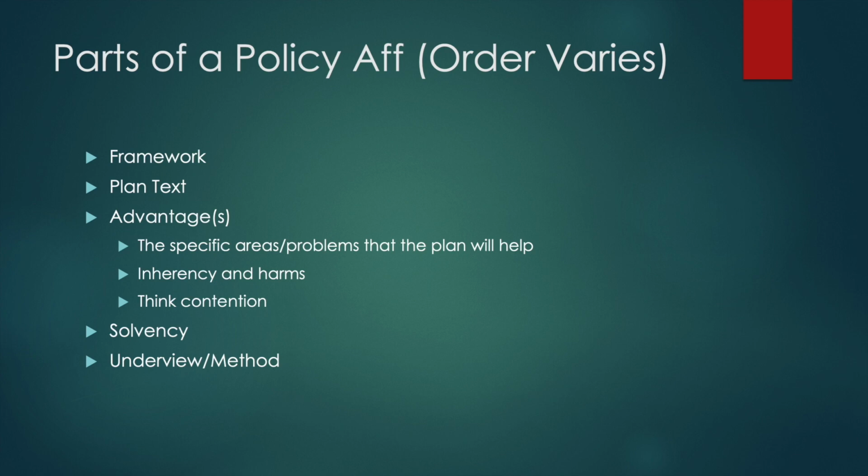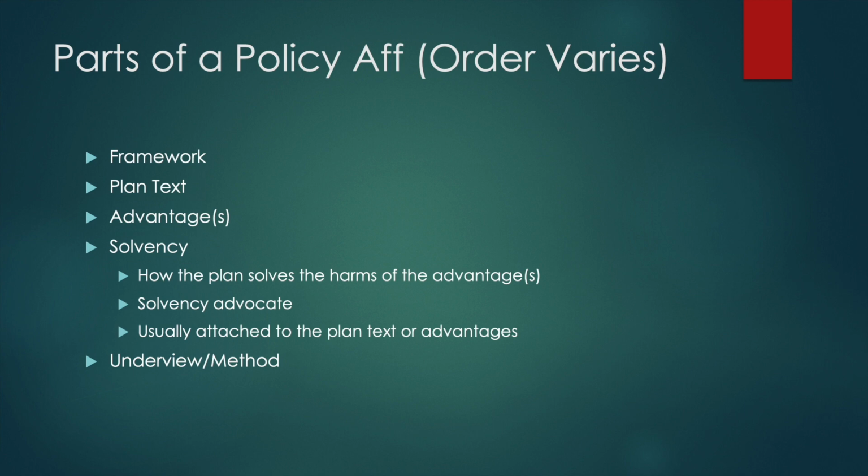Advantages. So advantages are the specific areas, problems that the plan will help. Think of these like contentions. So they basically describe what the inherency and harm of the AFF are. Basically it's the same as having an econ advantage on a traditional AFF or a human rights advantage on a traditional AFF, but you'd say that the advantage is something like regional stability, or the advantage is econ growth or something like that. And so it's basically providing an area of focus and then explaining why the plan is needed to address that area of focus. So what bad thing is happening right now and how will the AFF address that?